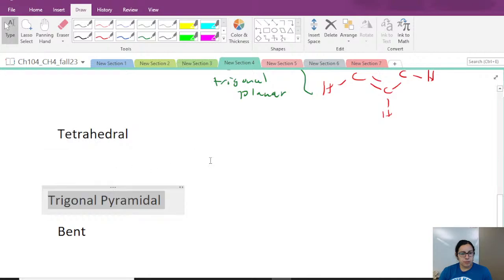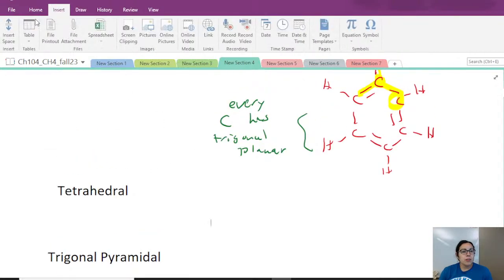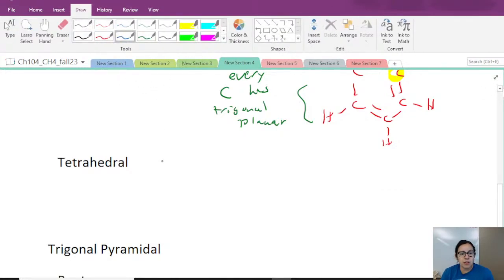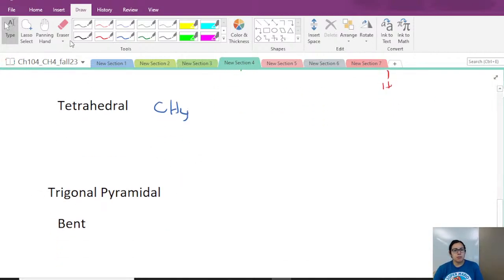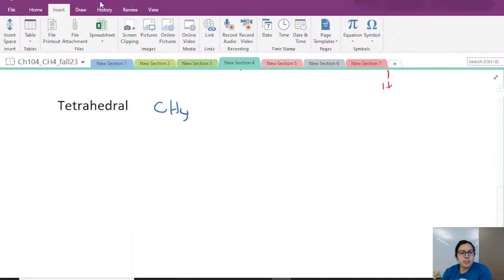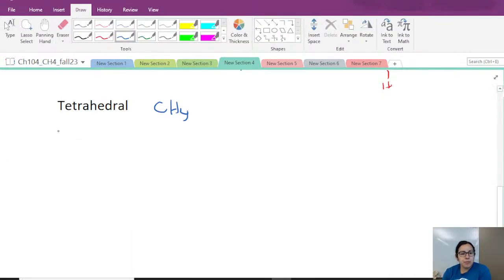All right, so now it's time for CH4, methane, for tetrahedral. That's our classic example, so I'm not going to draw that. But let's look at another classic tetrahedral example. Try your hand at this one.